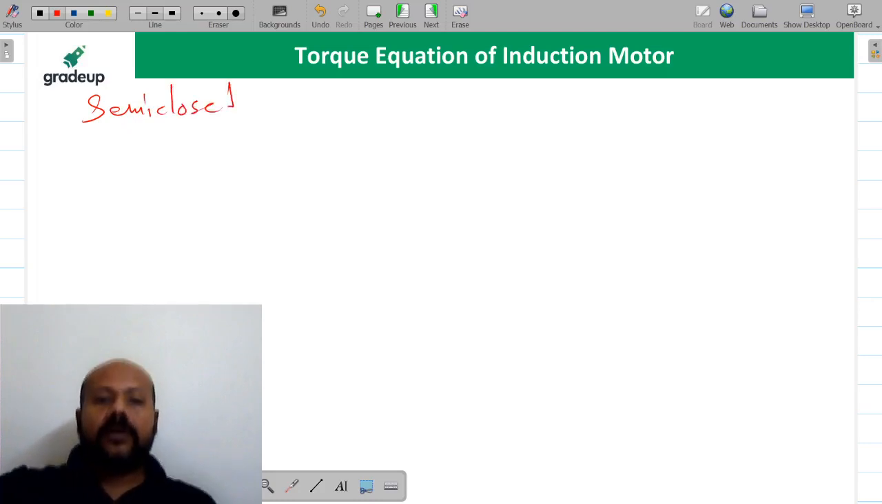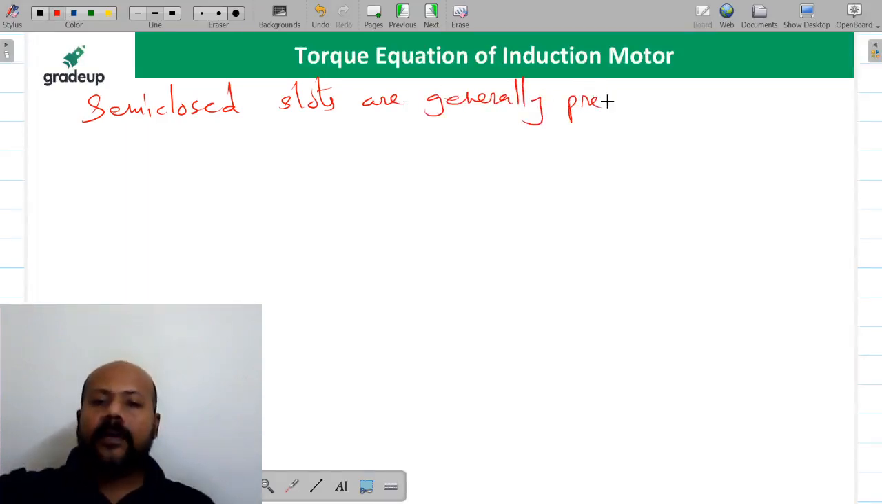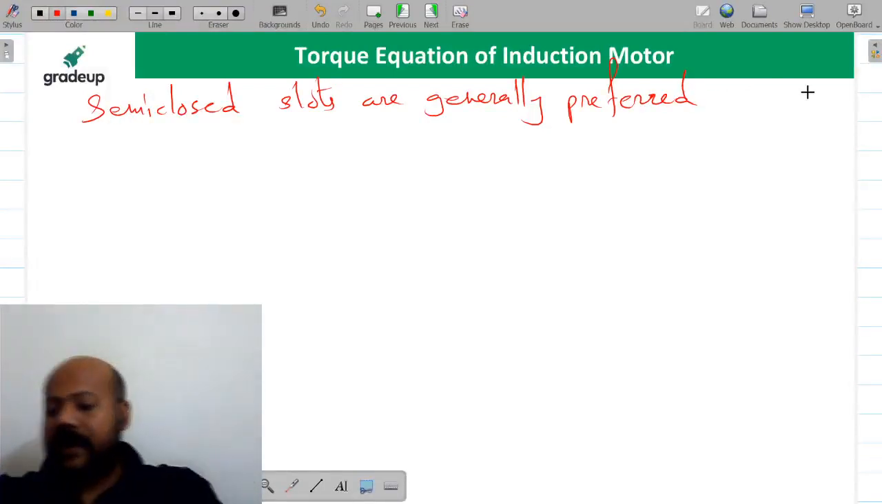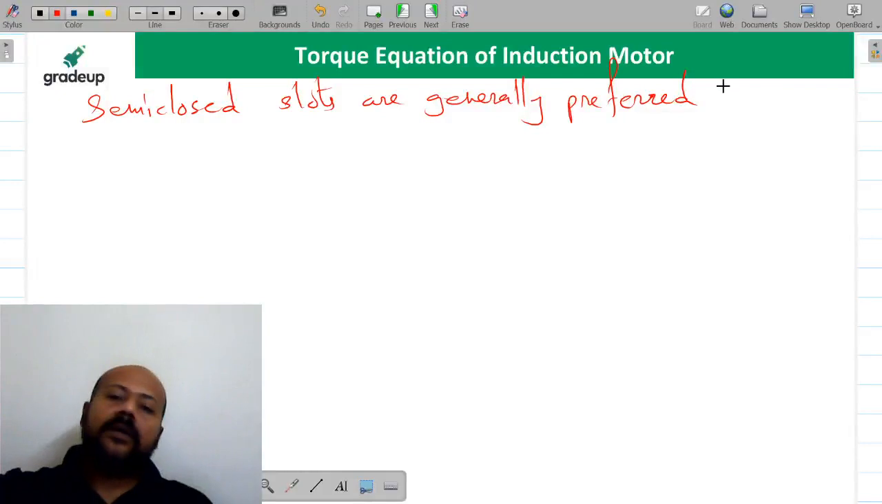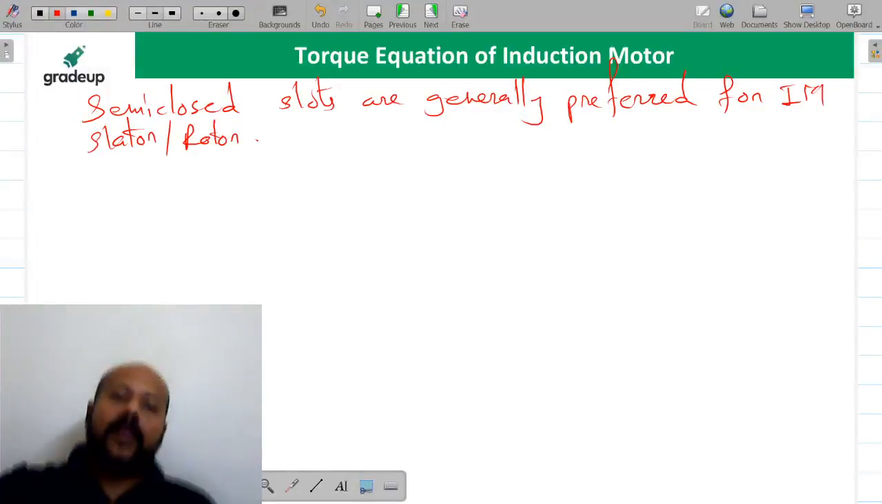Semi-closed slots are generally preferred because of the above said conditions, preferred for induction motor, stator and rotor. Now I want to give you one important point.